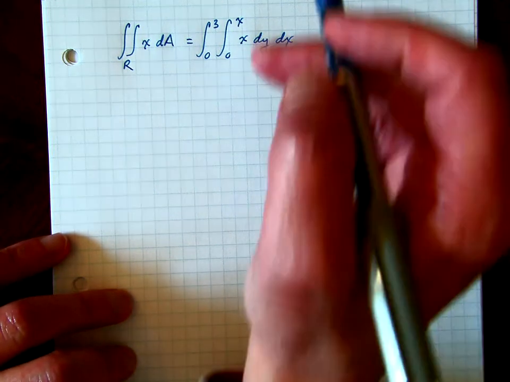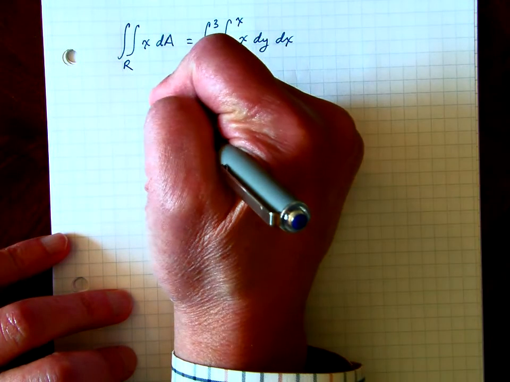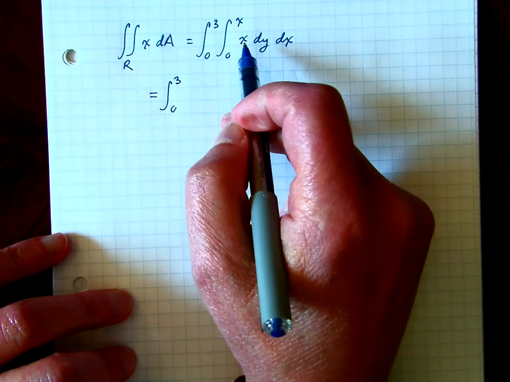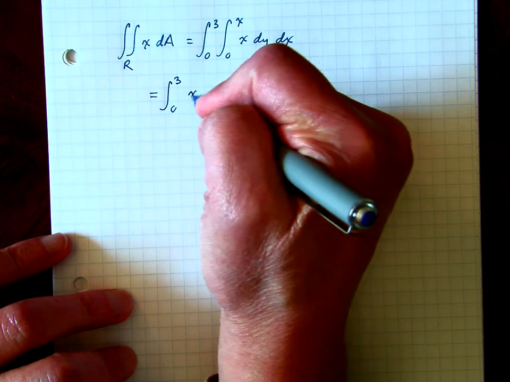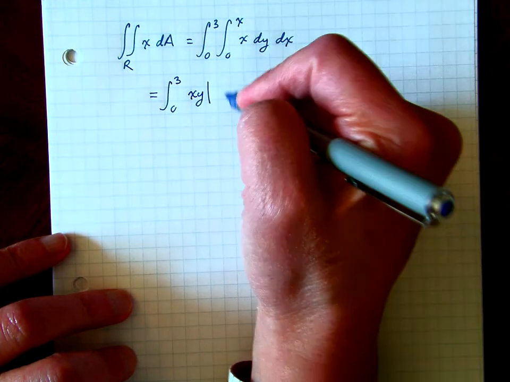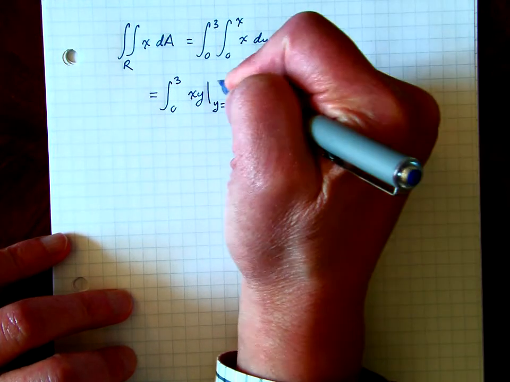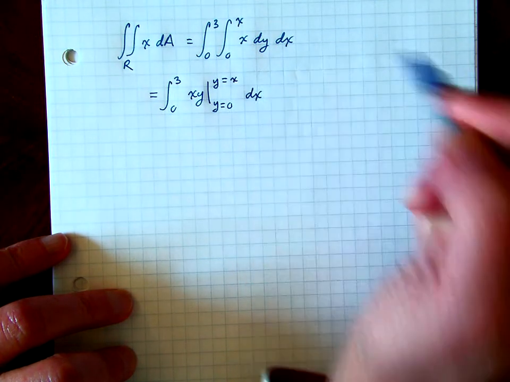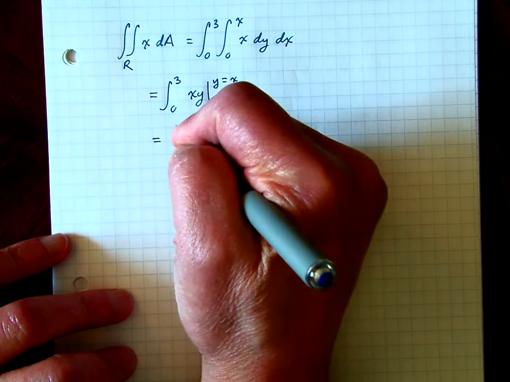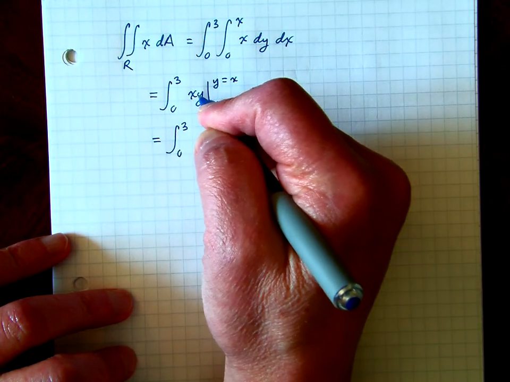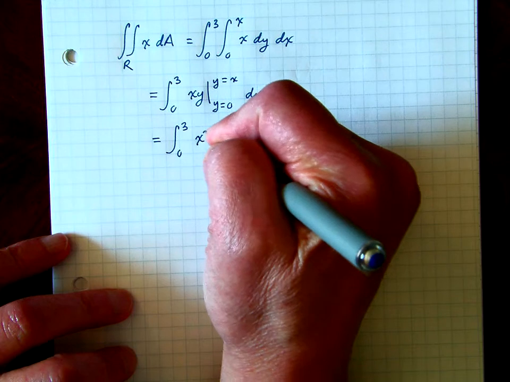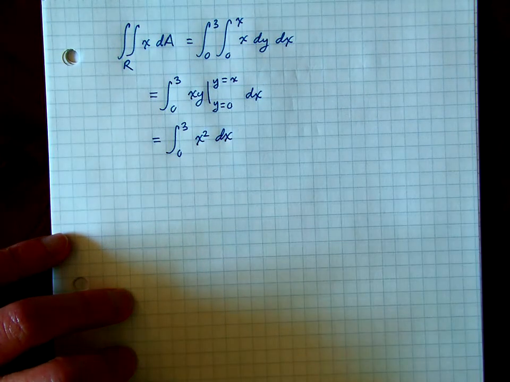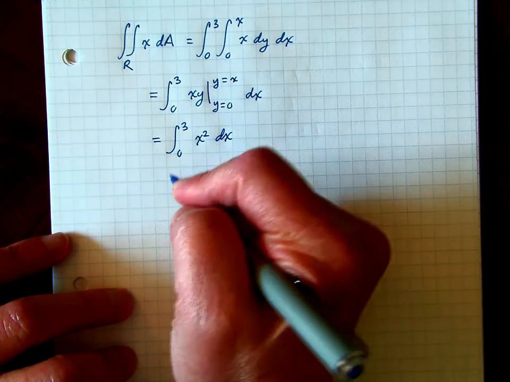Let's just compute the integral. First of all, leaving the outer integral alone and partially integrating x with respect to y, I get xy, as y goes from 0 up to x, and I still have the dx, which I haven't done yet. If I plug in the x for y, I get x squared. If I plug in the 0, I get nothing. So there's my new and improved and rather simple integral.